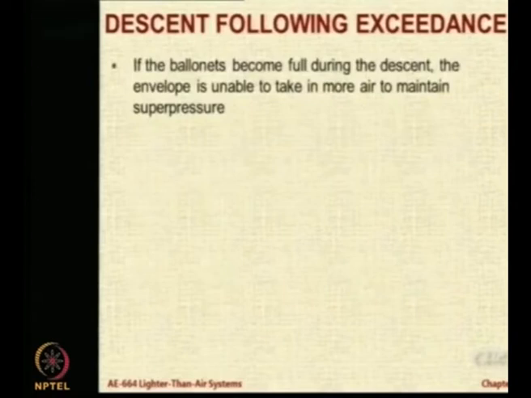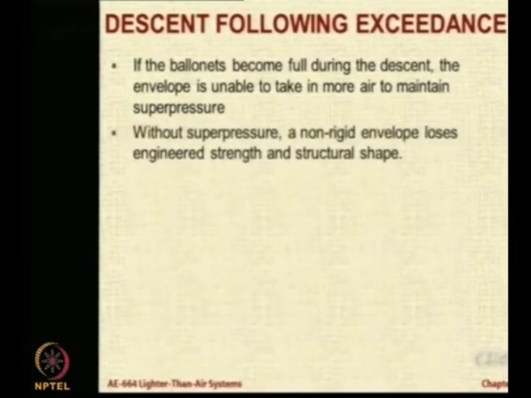Okay, now if the balloonets become full during descent, the envelope is unable to take in more air, so super pressure will be exceeded. Now without super pressure, the envelope will not be able to maintain its shape. No? You need super pressure because you want to maintain the shape. When it flies, there is some dynamic pressure. To overcome that, the pressure inside should be more than outside. So you need some super pressure. But now your balloon is full even before you are reaching on the ground. So the shape of the airship will not remain the shape that it was designed for.